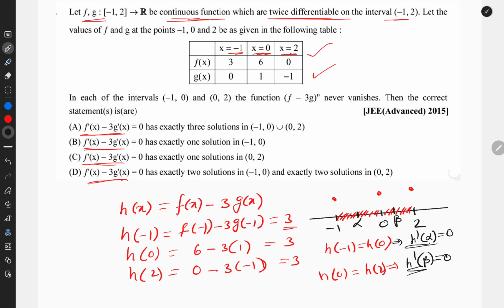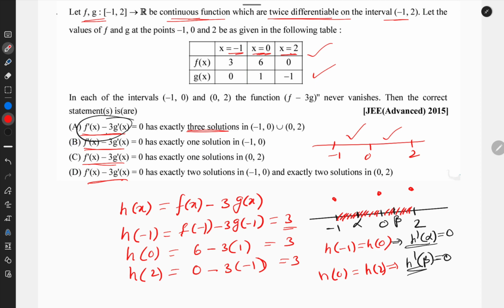So there is a root for h dash between -1 to 0. Okay, what is h dash? h dash is this expression only. So h dash equal to 0 has exactly, in the first option they told 3 roots. There is no guarantee that 3 will be there. We know that exactly one root between -1 to 0 and one root between 0 to 2. Only that information we have. So option B would be correct, has only exactly one root, between -1 to 0.